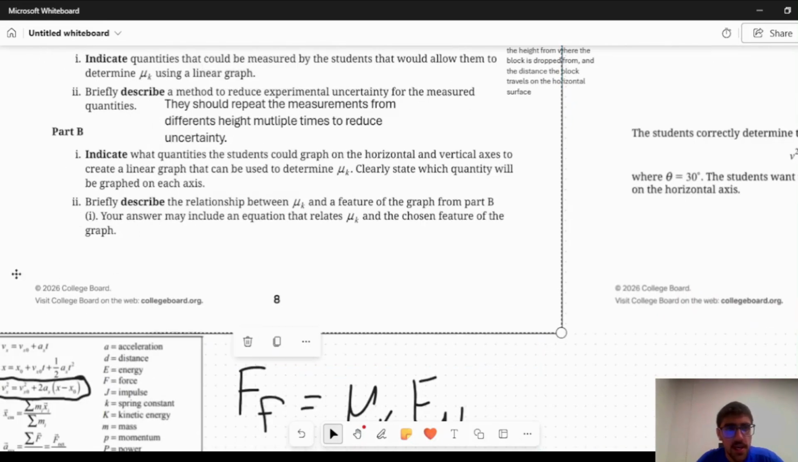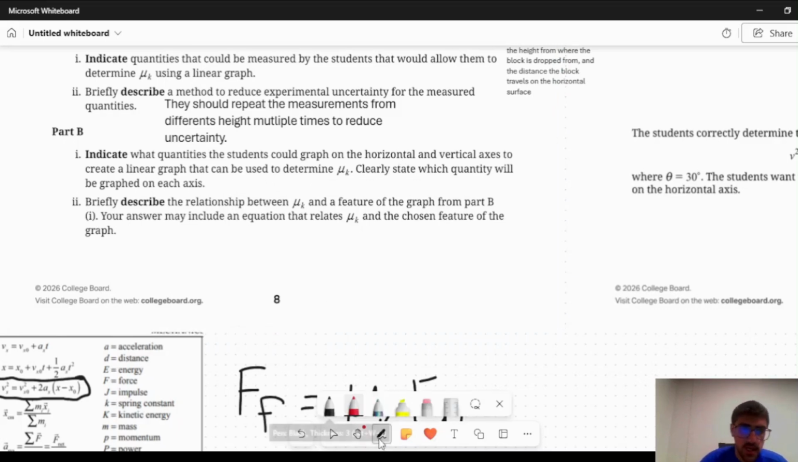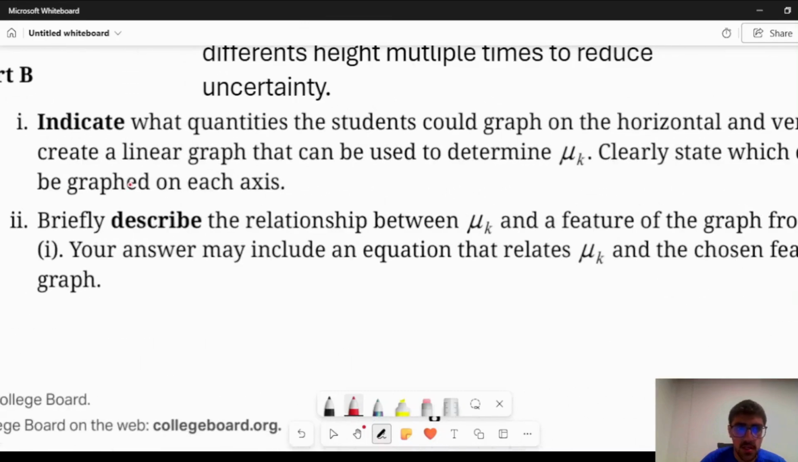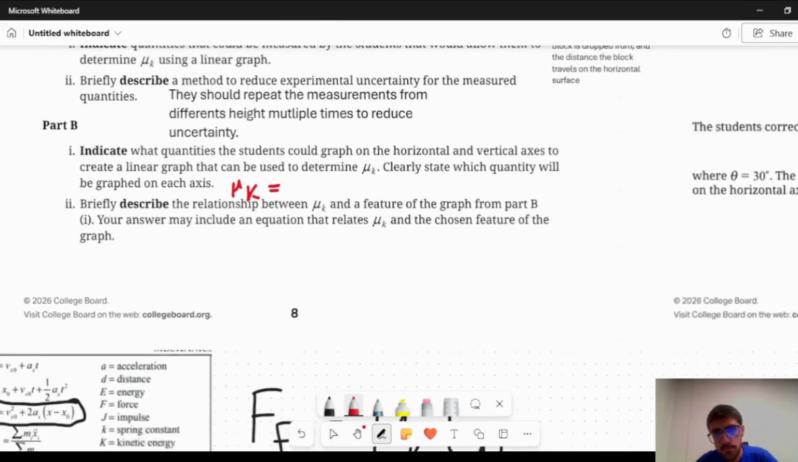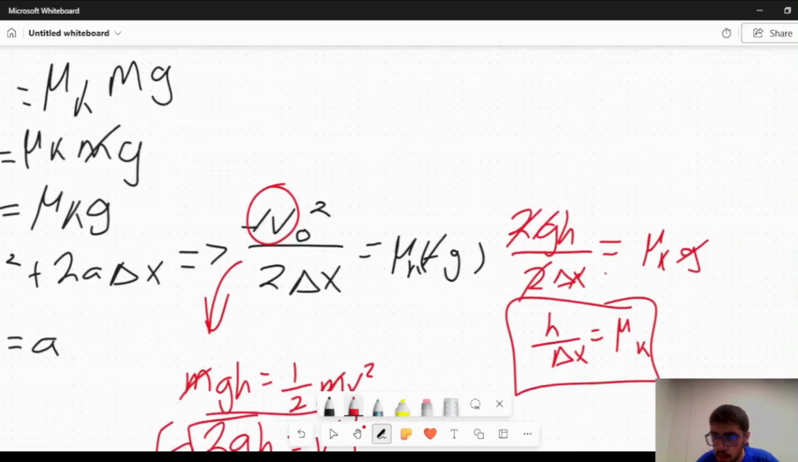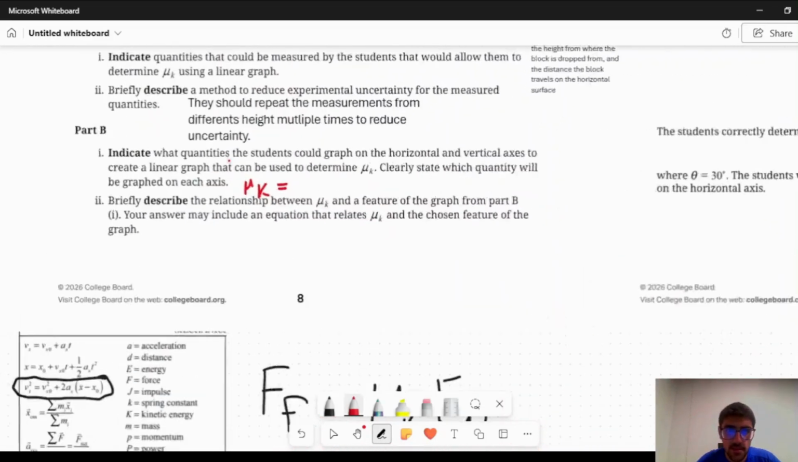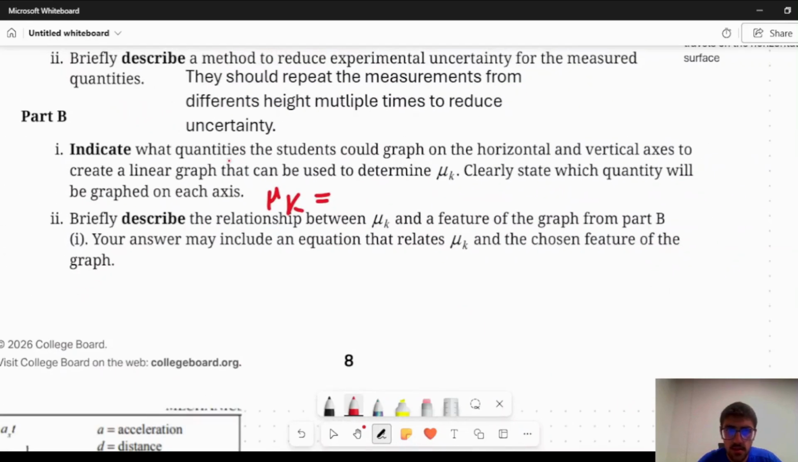Part B says, indicate what quantities the students can graph on the horizontal and vertical axis to create a linear graph that can be used to determine mu k. So we found that, let me zoom in, we found that mu k is equal to, I don't remember, h over delta x. H over delta x.